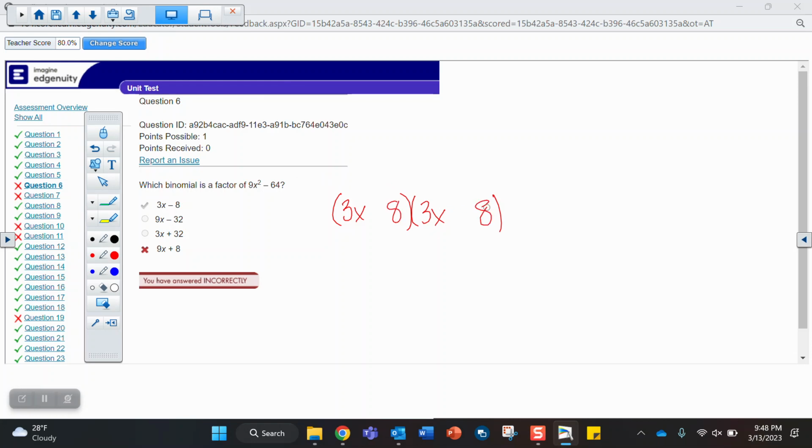Square root of 64 is 8. And then when the sign is subtraction, difference of squares, we need one of each. So you're looking for either 3x plus 8 or 3x minus 8.